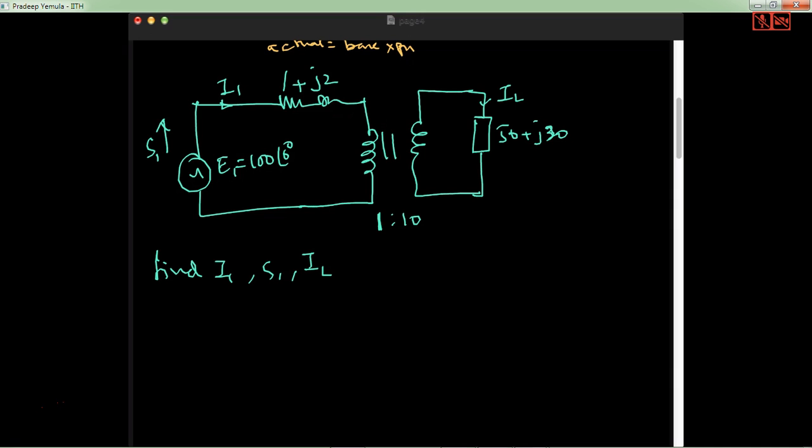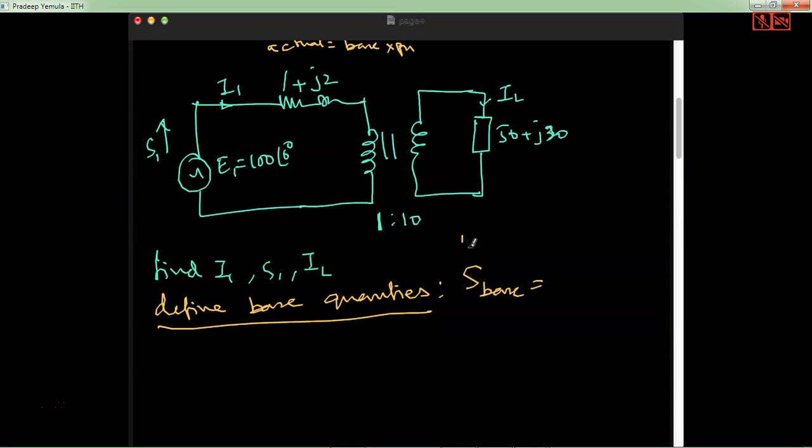So what you do is define base quantities. First define S base. You can choose any value. Let S base be 1000 volt amperes. You can choose 2000 volt amperes, you can choose 50, you can choose 100 volt amperes, any value you can choose. For this problem, I have chosen the base volt amperes as 1000.